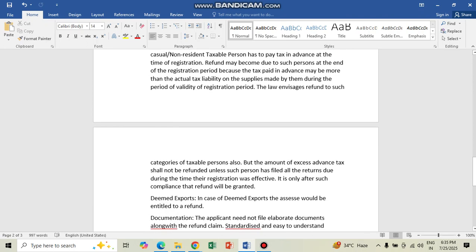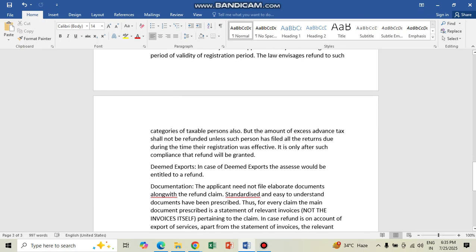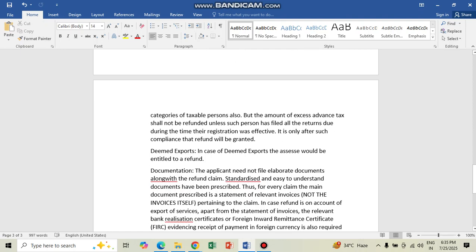Deemed exports. In case of deemed exports, the assessee would be entitled to refund. Documentation. The applicant need not file elaborate documents along with the refund claim. Standardized and easy to understand documents have been prescribed. Thus, for every claim, the main document prescribed is a statement of relevant invoices, not the invoice itself, pertaining to the claim.